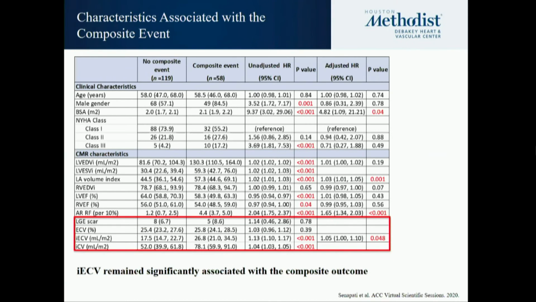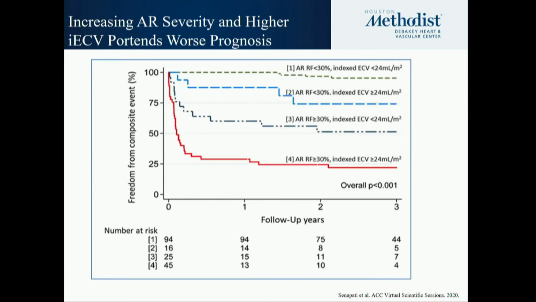What we found was that the characteristics associated with the composite event of death and AVR, the two events that we looked at, was index ECV, which when adjusted for multiple risk factors remained significantly associated with the composite outcome. And when we further risk stratified and dichotomized the index ECV, we found that those with a higher degree of aortic regurgitation severity and those with a higher ECV, more than 24 in this case, did poorly and met the composite event of death or AVR.